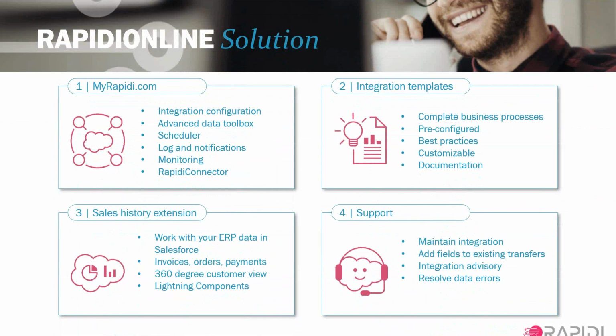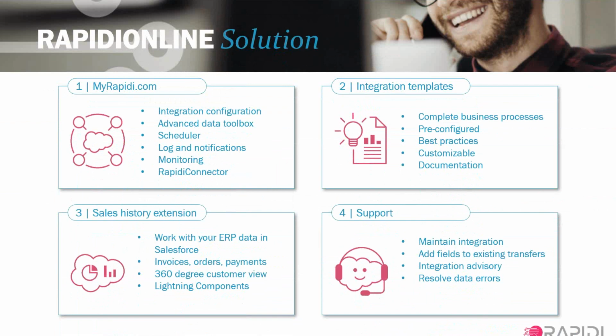At some point later this year, those Lightning components will be part of a managed package because right now, because they are unmanaged, if you're on Professional Edition in Salesforce, you will not be able to use the Lightning components. But these provide a different view to the ERP data. It's a lot easier to access that data using these components versus the standard Salesforce related lists. But our objects do work in Lightning or Classic. So if you're sticking with Classic, you can still use the RapidiOnline solution and our sales history extension.